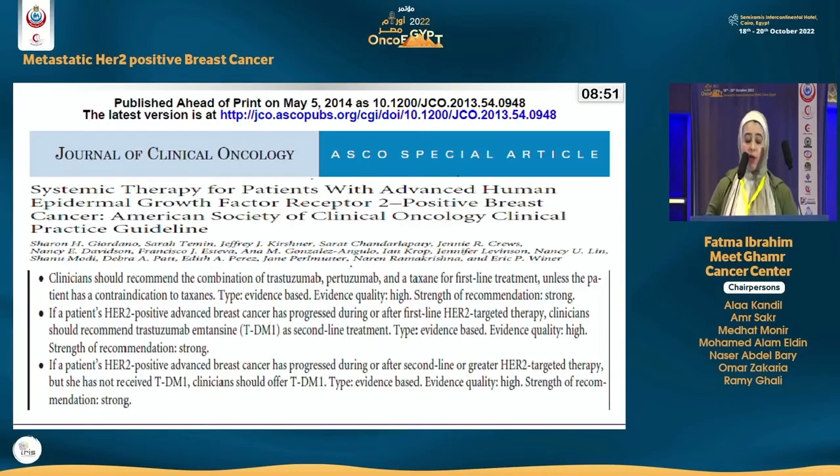If a patient has HER2-positive breast cancer and has progressed during or after first-line HER2-targeted therapy, clinicians should recommend TDM1 as second-line treatment. If a patient with HER2-positive advanced breast cancer has progressed during or after second line and she has not received TDM1 before, clinicians should offer TDM1.